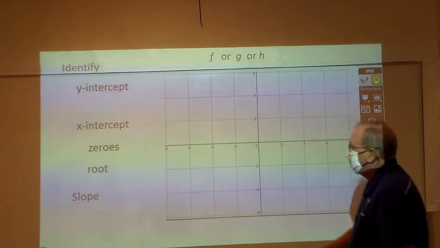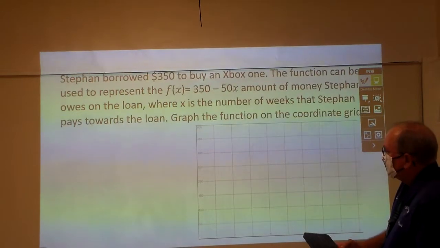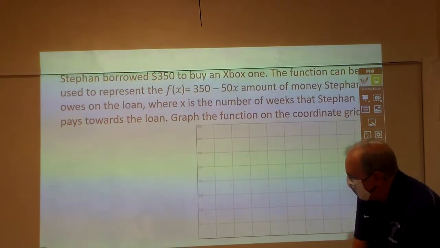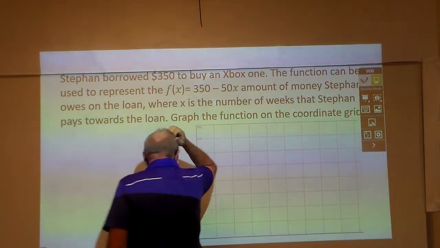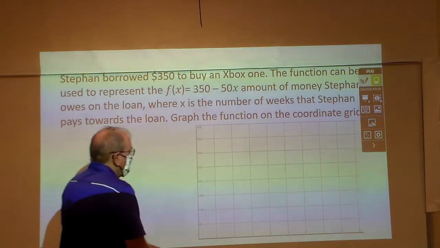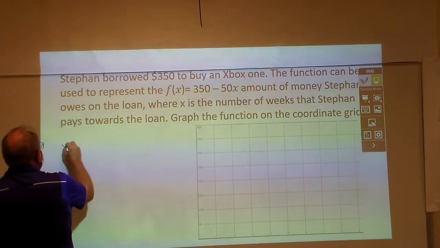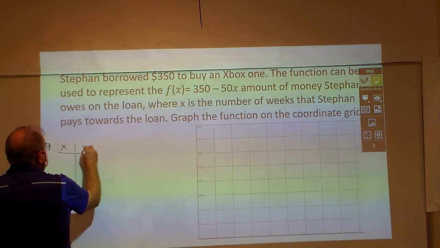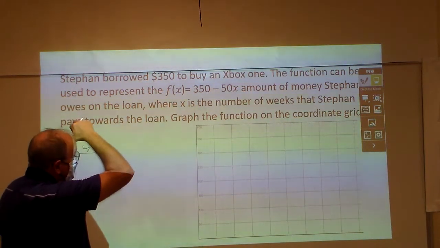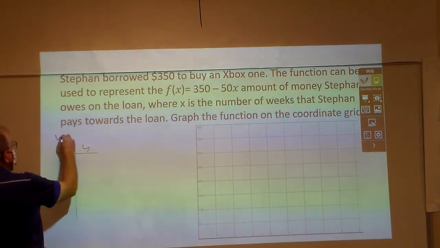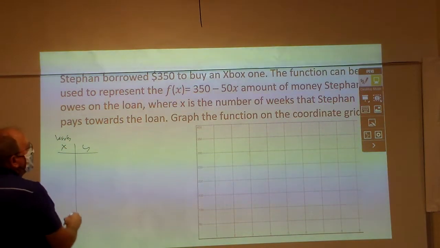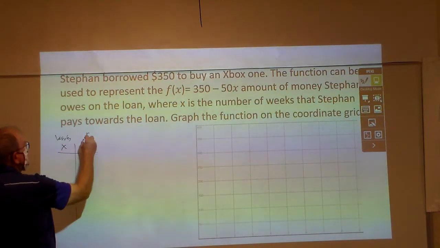Now, let me see here what I have. Okay. So what I need to do here is think about some things that we know. Maybe make a table. I always think of tables of x and y. And you can see here that x would be the weeks, and the y would be the money.